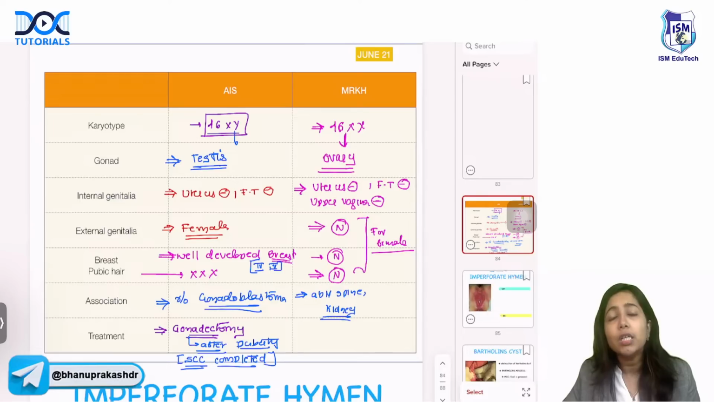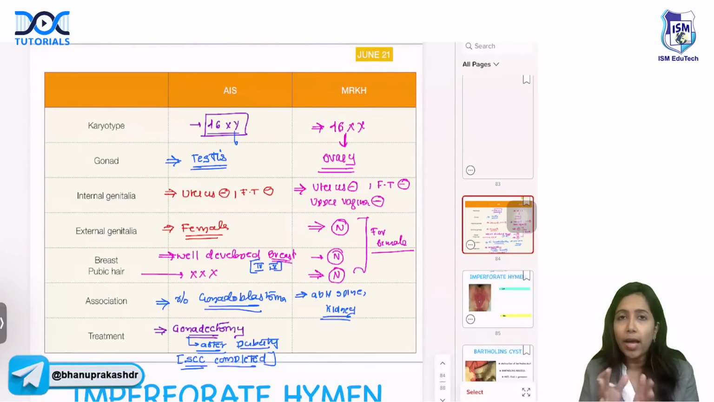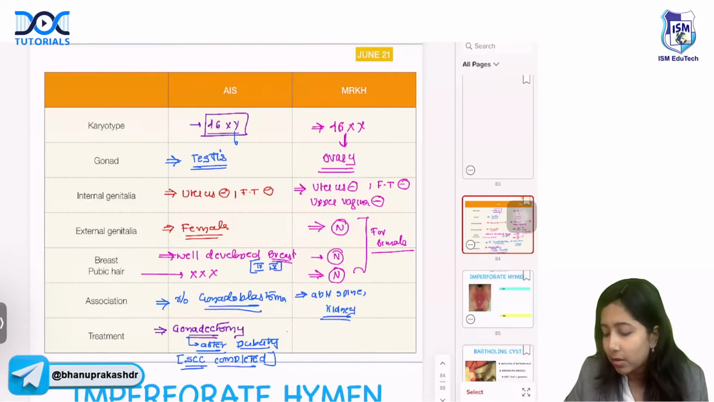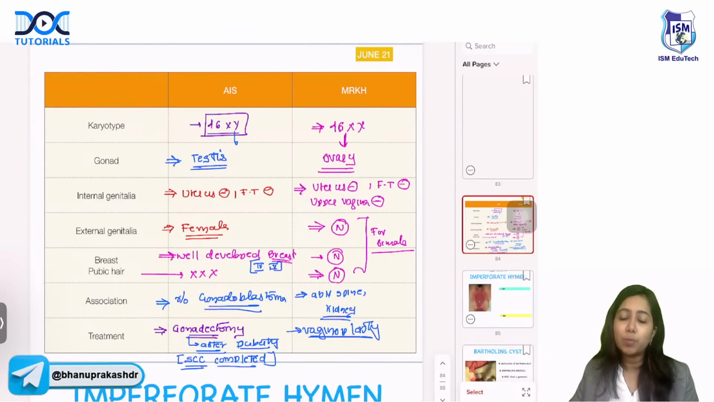What is the treatment? In these individuals, they don't have uterus, they don't have upper vagina, they don't have the fallopian tube as well. Only the lower part of the vagina is there, due to which they can have problems in intercourse. So we can do a surgery to increase the length and size of the vagina so that they can have normal intercourse. So the management is vaginoplasty. Even in case of AIS, along with gonadectomy, we can also do a vaginoplasty for them for normal intercourse and sexual function to happen.